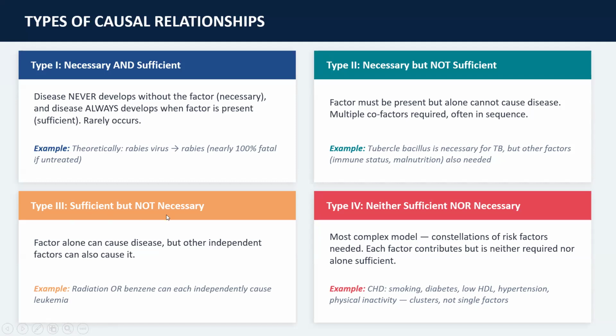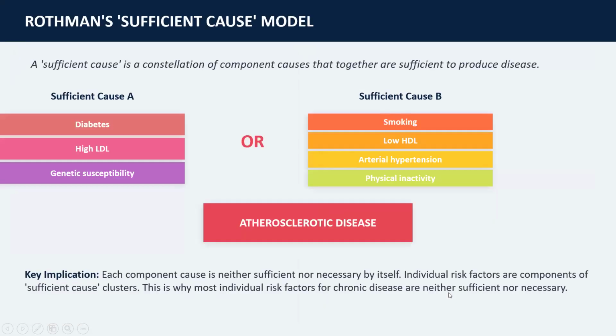Third is sufficient but not necessary. The factor alone can cause disease, but other independent factors can also cause it. For example, radiation or benzene can each independently cause leukemia. Now, the fourth one is neither sufficient nor necessary. This is the most complex model, where a constellation of risk factors is needed. Each factor contributes, but it is neither required nor alone sufficient. For example, coronary heart disease: smoking, diabetes, low HDL, hypertension, physical inactivity; neither a cluster nor a single factor is necessary.